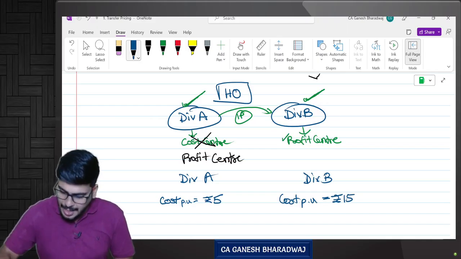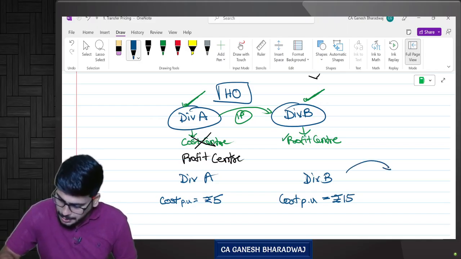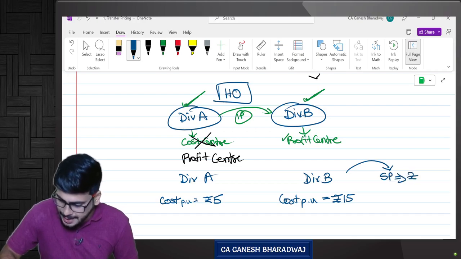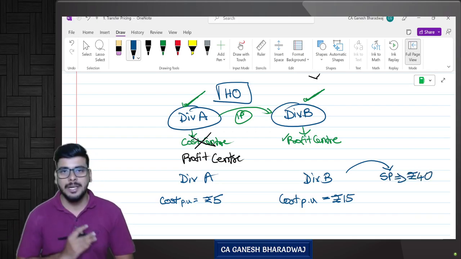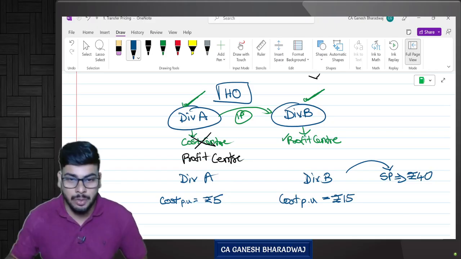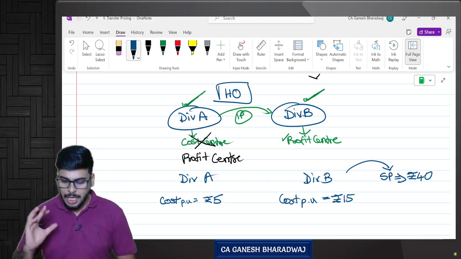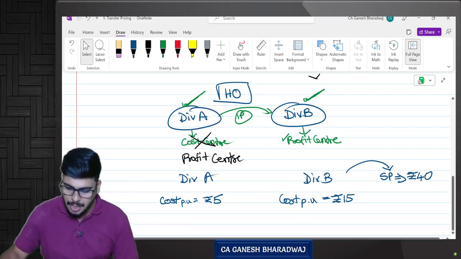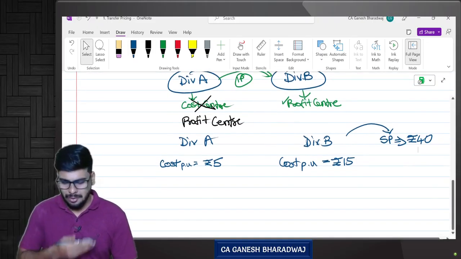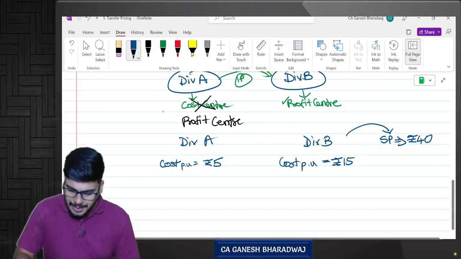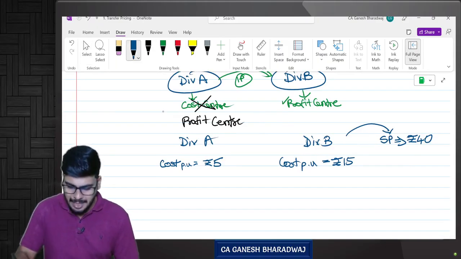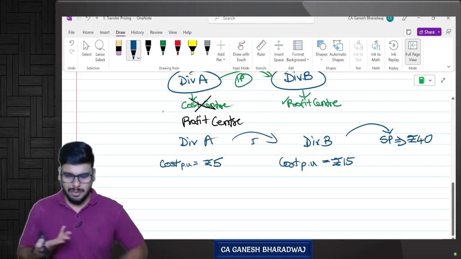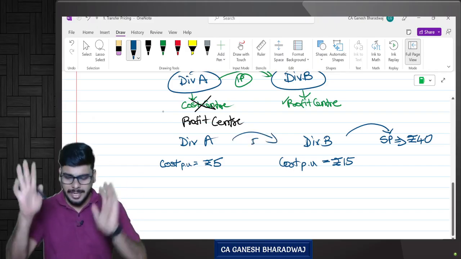And division B is finally selling it at a selling price of, let us say, rupees 40. Are you clear with this? Now, what happens generally if there is no transfer price? Division A transfers the empty bottles to division B always at 5 rupees. Whatever is the cost, at cost only it gets transferred.